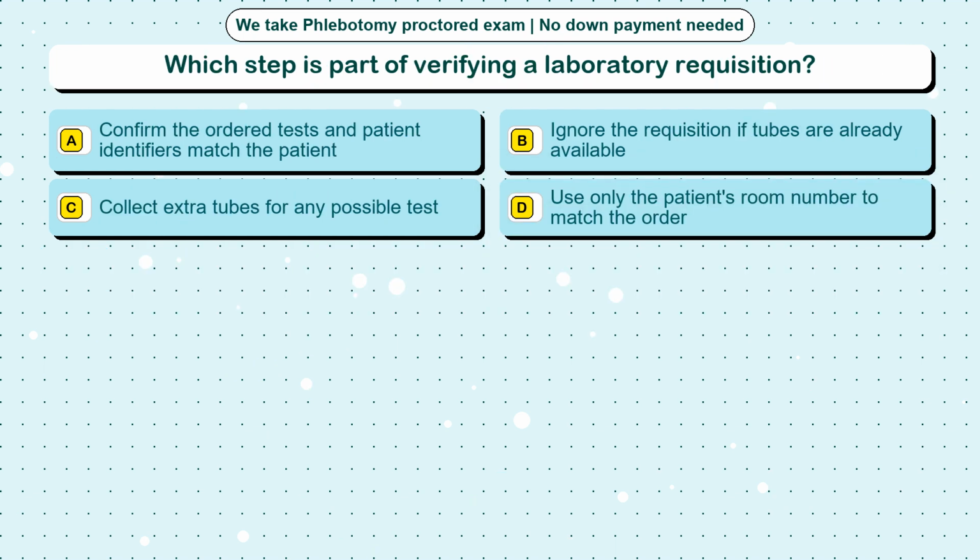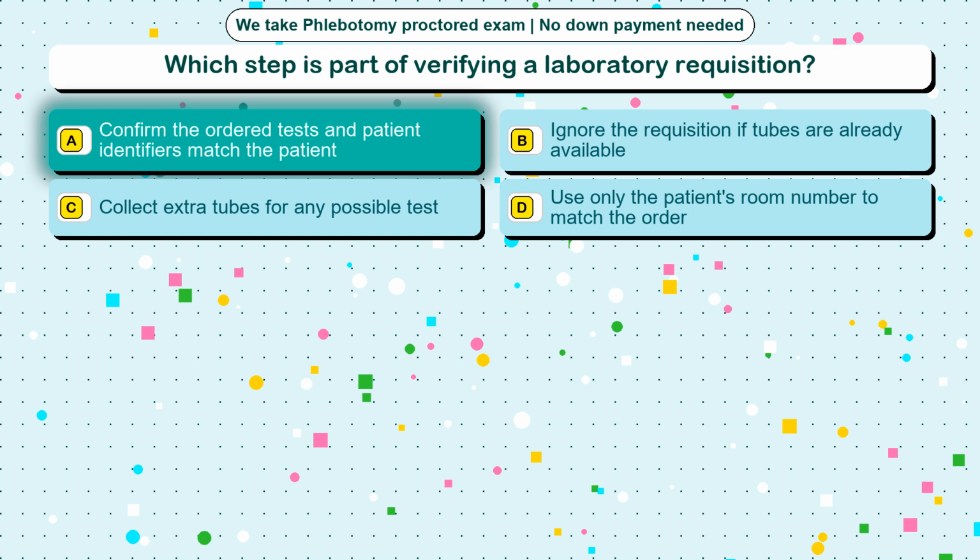Question 73. Which step is part of verifying a laboratory requisition? Option A, confirm the ordered tests and patient identifiers match the patient. Option B, ignore the requisition if tubes are already available. Option C, collect extra tubes for any possible test. Option D, use only the patient's room number to match the order. The correct answer is option A.